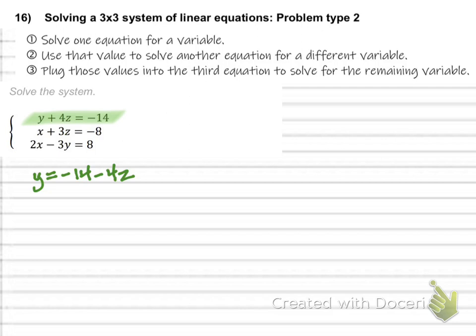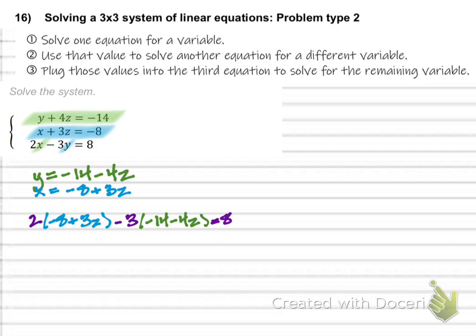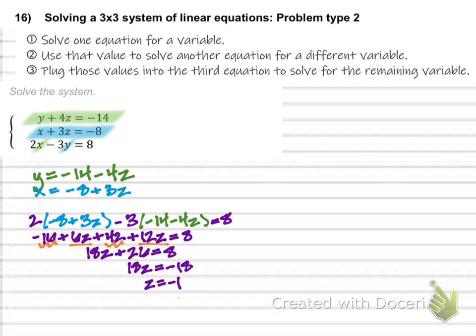for y. Once I've solved that for y, I'm going to take this second equation and solve it for x. So notice now I have both x and y in terms of z. So I'm going to go into the third equation and replace x with the expression for x and y with the expression for y. So now I just have one equation with one variable, so I can solve for z.